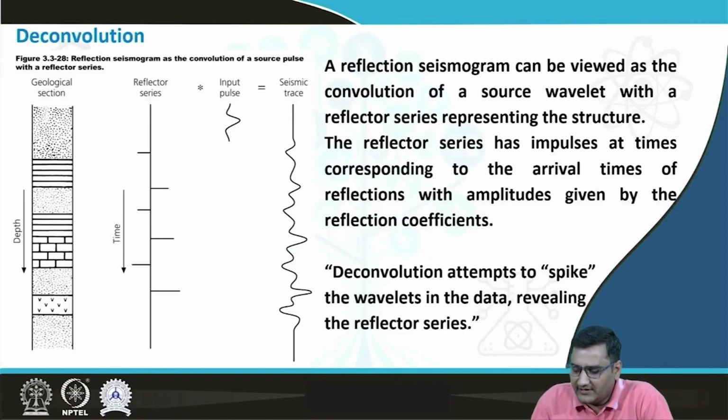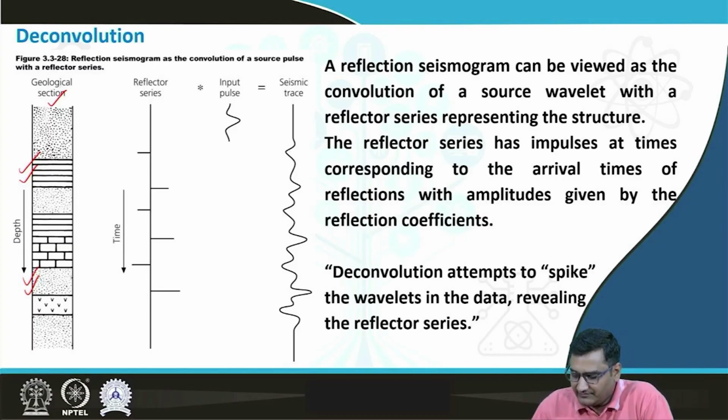Now let's understand the process of deconvolution. If you see, there is a source, and when it is excited, it releases a source pulse. That source pulse travels through the different layers of the earth and then comes back to the receiver. So what is basically happening? These are the different layers of the earth. This can be represented by this geological section.